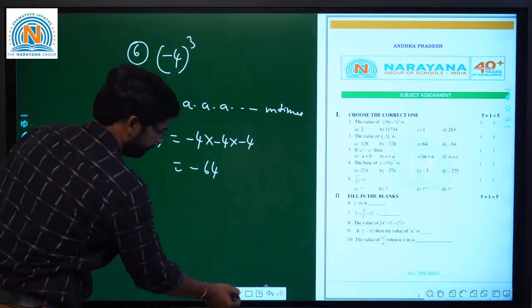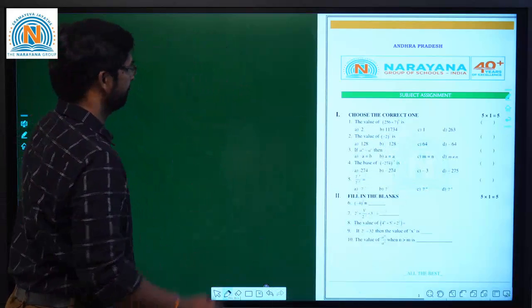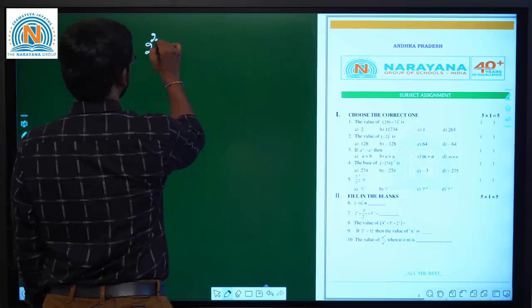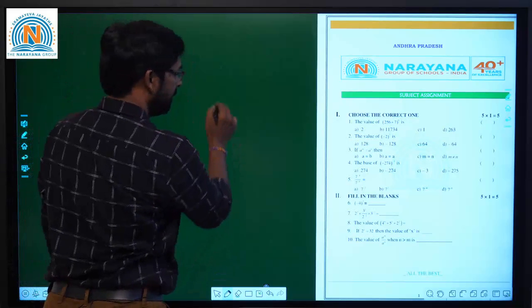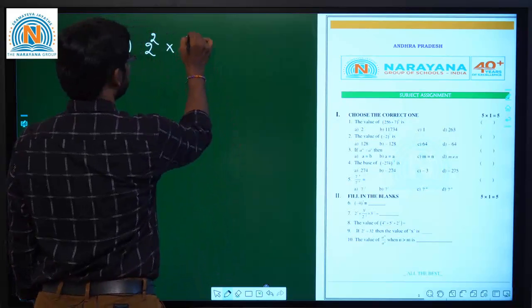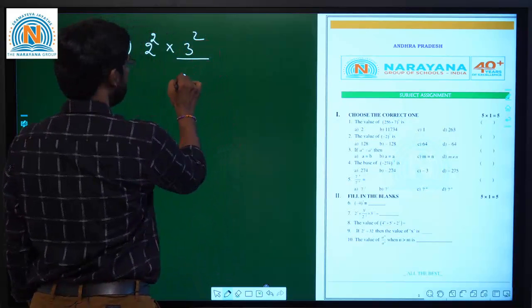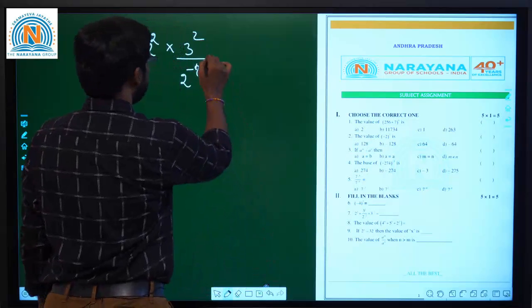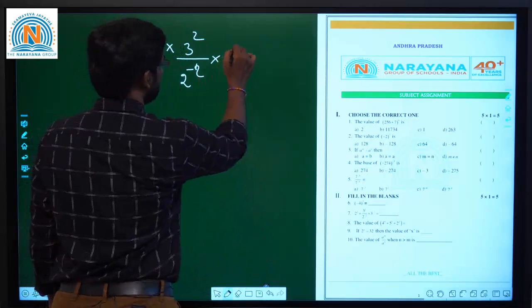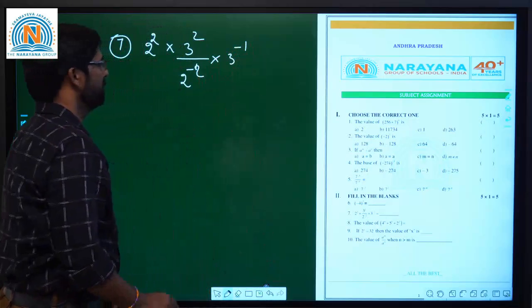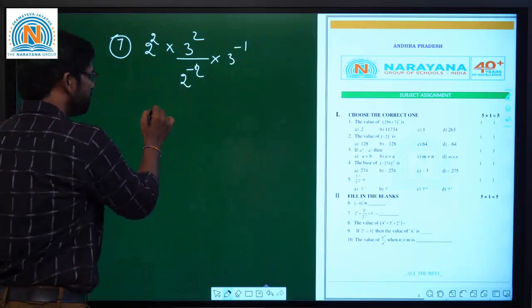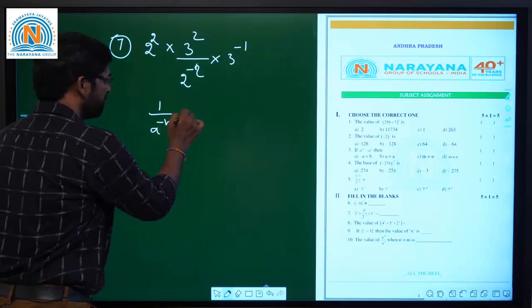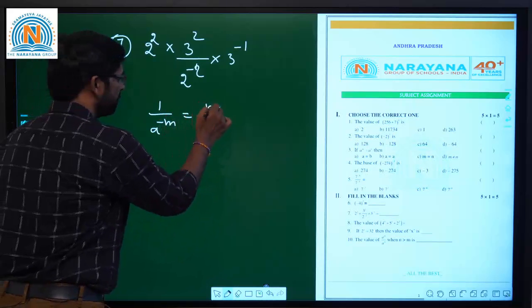Any doubt? Next, the seventh one. 2 square into 3 square by 2 to the power of minus 2 into 3 to the power of minus 1. So 2 to the power of minus 2, 1 by a to the power of minus m, we get a to the power of m.